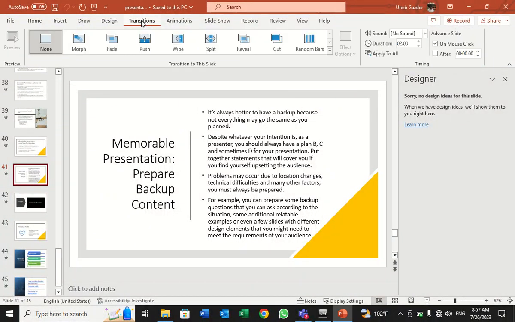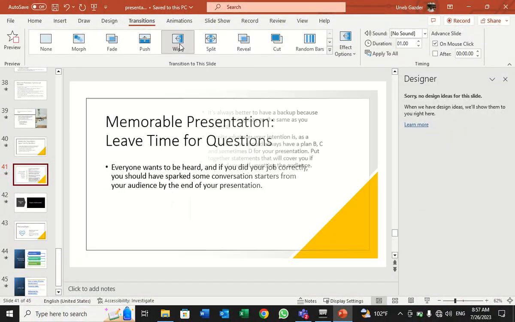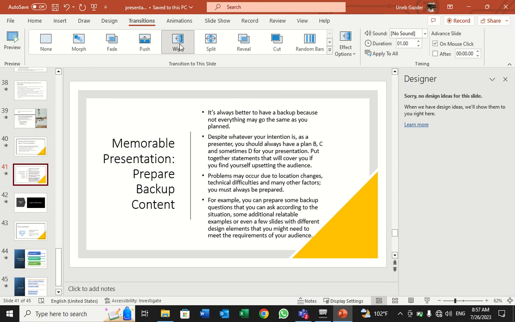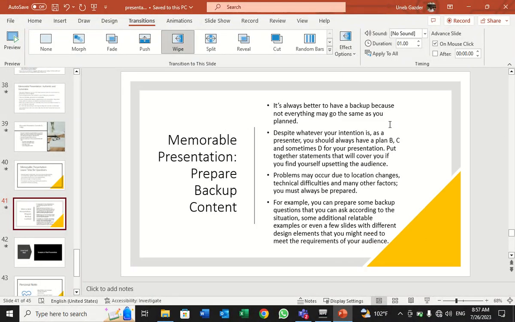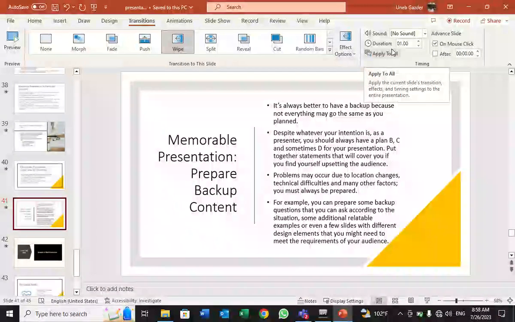Transition between the slides. When I go from this slide to the next one, how should the next one appear? For example, I select this one. If I was on the previous slide, this one will appear like this. So you can select how the slide should appear, and you can control the options. Do you want it with a sound? Do you want to make it faster, slower, and so on?